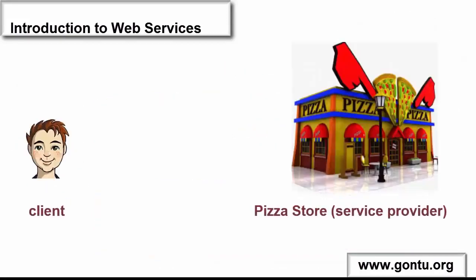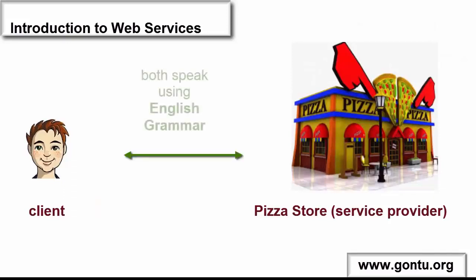In this real life analogy, both the client and the pizza store make sure that when they communicate over the phone, they both speak in a language and a format which both can understand. Let's say here both agree to communicate in the English language using English grammar format.